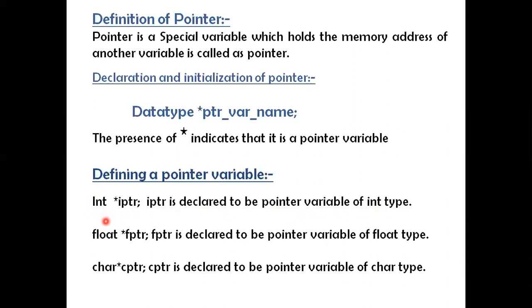Next, second example, float. Instead of integer, I'm going with the floating data type. Float, one blank space, asterisk, FPTR. FPTR is a pointer variable name of type, is it integer or float? It is a float type. In the first example, it was IPTR; in the second example, FPTR. FPTR is a float pointer, a pointer variable of type float. FPTR is declared to be a pointer variable of float type.